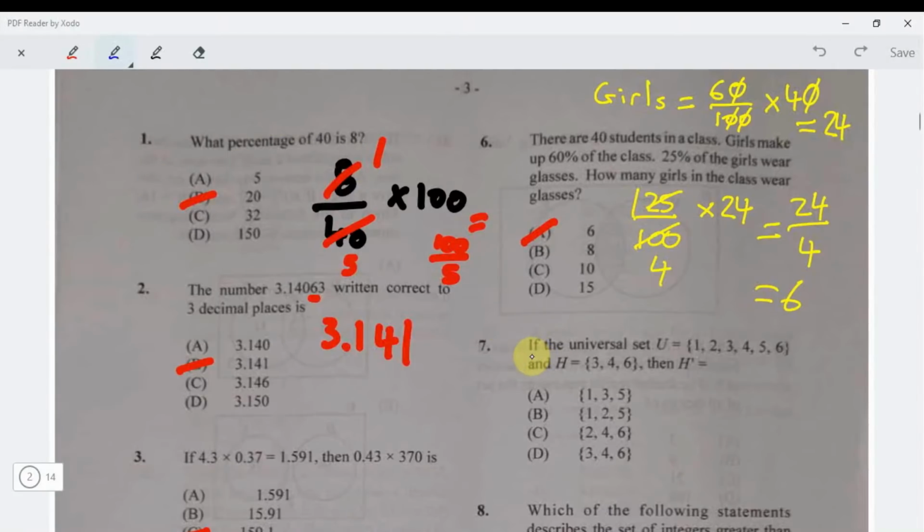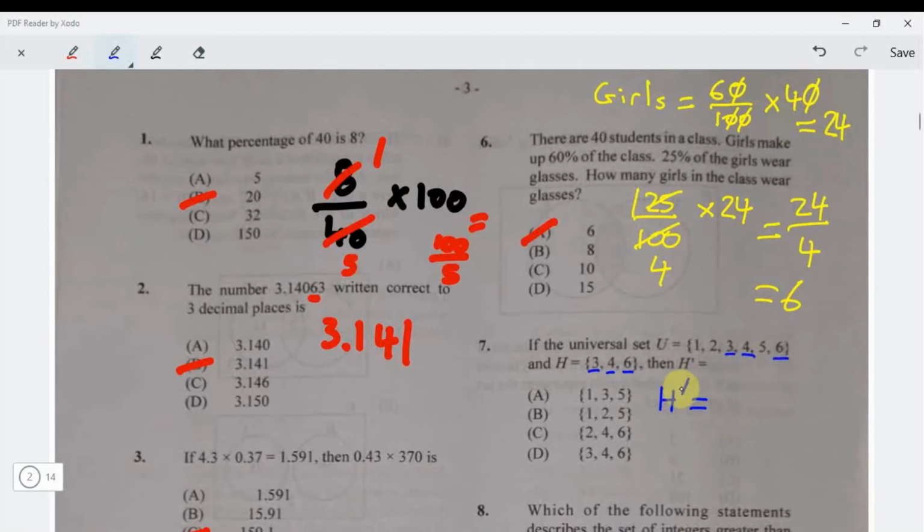Now this question number 7 says if the universal set U is 1, 2, 3, 4, 5, 6 and H is 3, 4, 6, then H prime is all the members of U that are not in H. So what is in U not in H? So notice these are H, right? 3, 4, 6, 3, 4, 6.